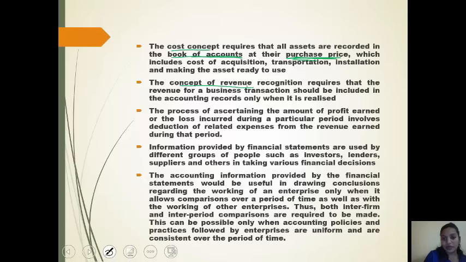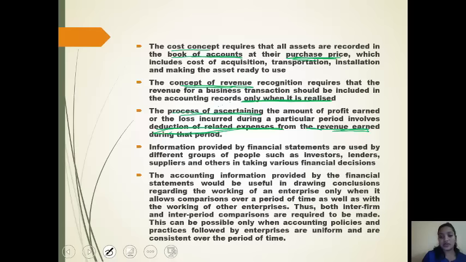Now, the concept of revenue recognition is that the revenue for a business unit should be included in the accounting records only when it is realized. That means only when revenue is realized will it be added in the accounts. The process of ascertaining the amount of profit earned or loss incurred during a particular period involves deduction of related expenses from the revenue earned during that period.